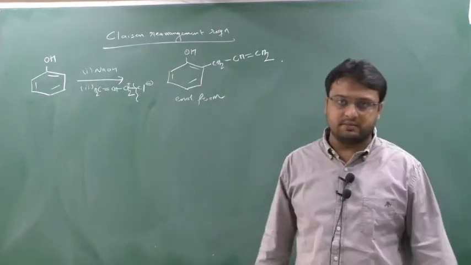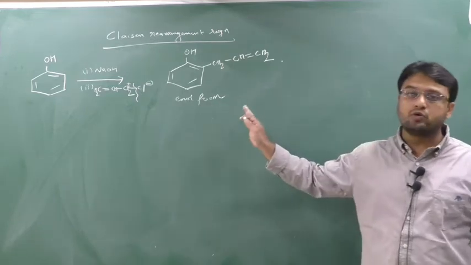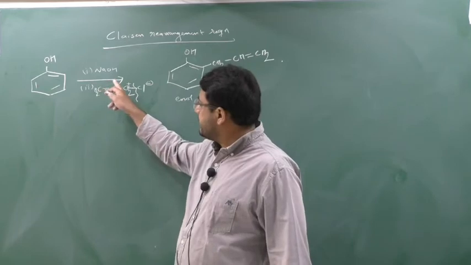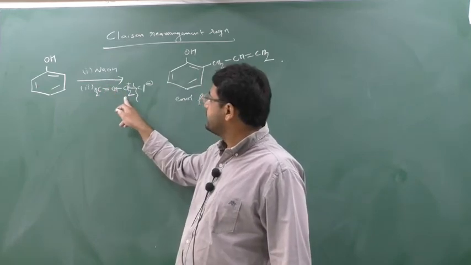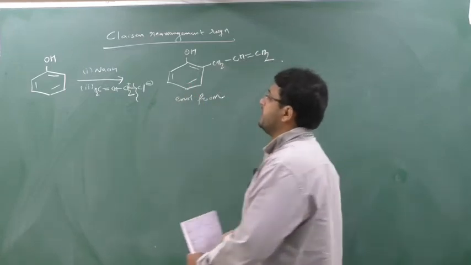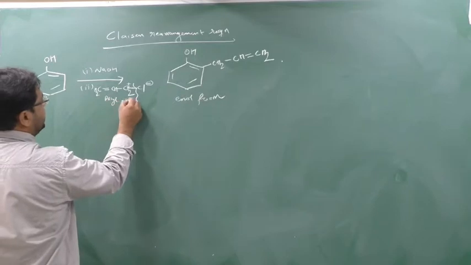I will tell the mechanism. Okay, it's a bit tough. That's why I am first telling you how to get the answer directly. If in the exam they give you NaOH and second they give you this form, then directly you write down what to do. You take this allyl chloride, you write down allyl chloride.